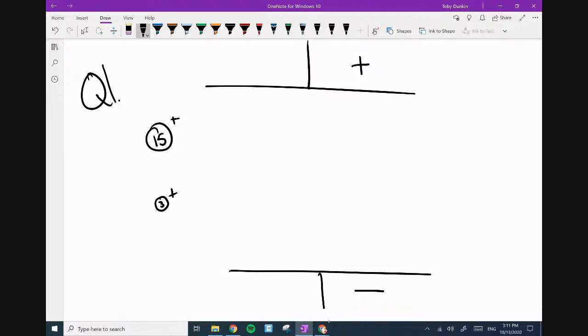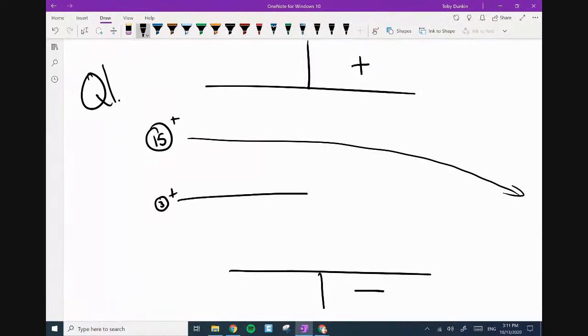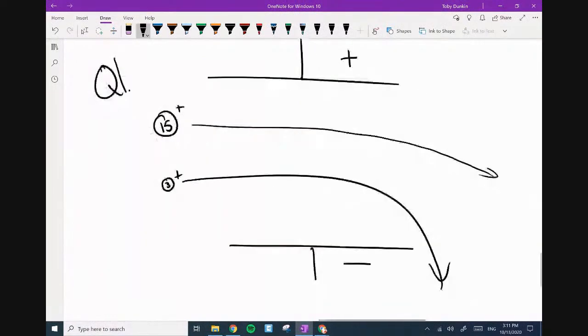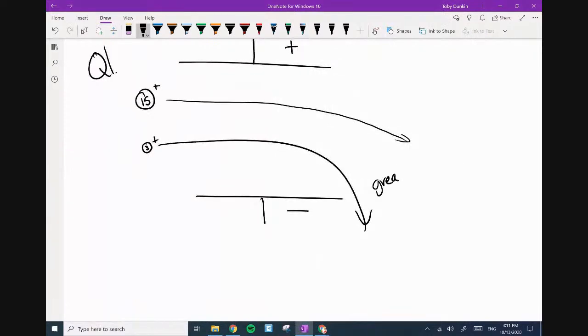Okay, so this one is deflected, but not by an awful lot. This one is going to be deflected a packet load, way more than the other one. The reason being, in this case, greater deflection is due to smaller mass.